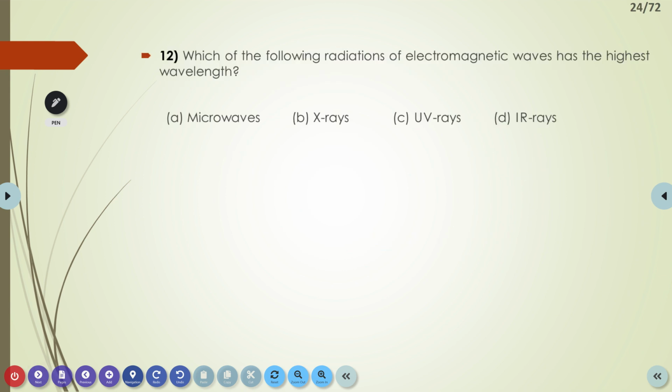12th one. Which of the following radiations of electromagnetic waves has the highest wavelength? Highest wavelength means lowest frequency. One should know the electromagnetic spectrum. The first one is radio waves. Next one is microwaves. Next one is infrared. Next is visible. Next is UV rays. Next is X-rays, like that. Here, the lowest frequency in the electromagnetic spectrum is radio waves, but of course, there is no radio waves in the options. Next is microwaves. So this is the right choice.